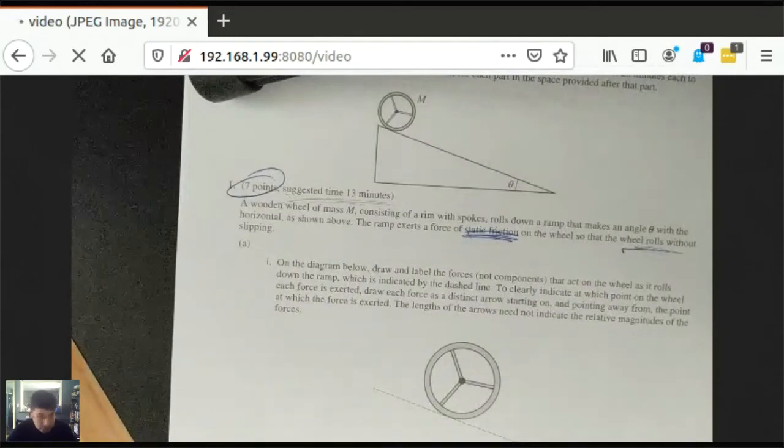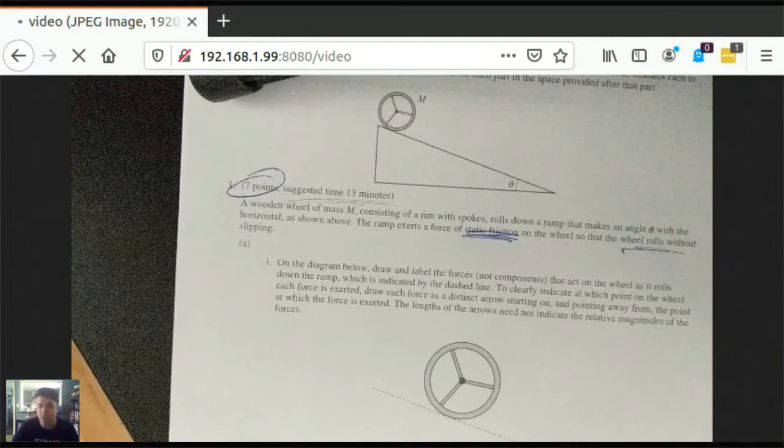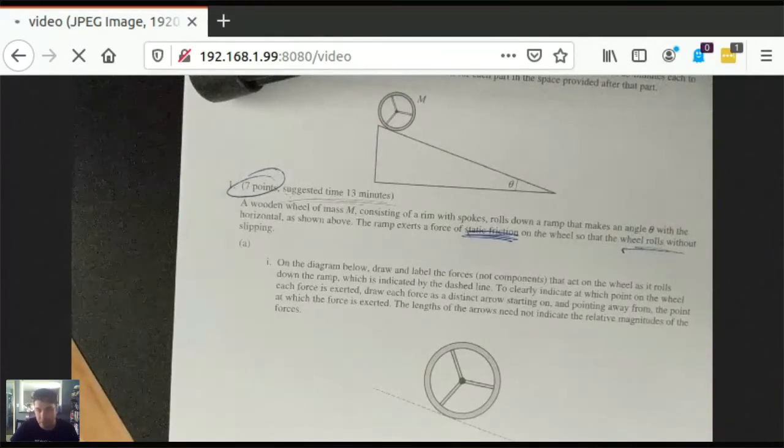All right. Part A, part I, on the diagram below. Draw and label the forces. Not the components, so just the literal forces that act on the wheel as it rolls down the ramp, which is indicated by the dashed line. Clearly indicate at which point on the wheel each force is exerted. Draw each force as a distinct arrow starting on and pointing away from the point where the force happens. Don't worry about the lengths.